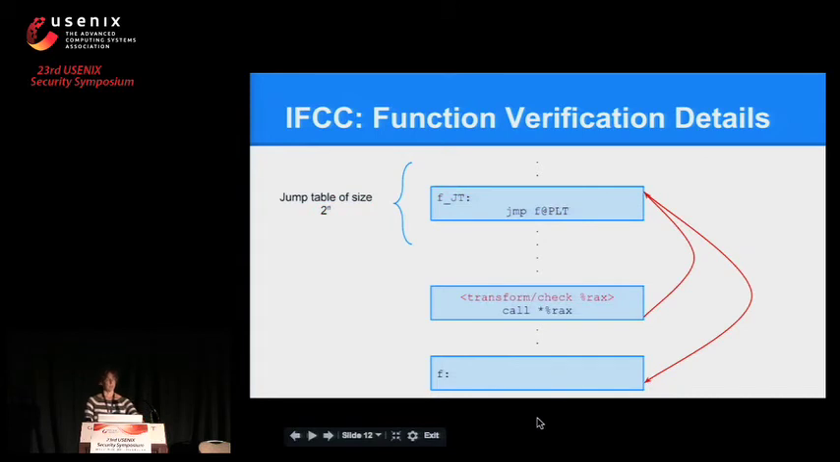What happens next is that IFCC goes through the source program and finds every place where the address of function f is taken, and it instead uses the address of the entry for f in the jump table, namely the address of f_jt in this case.